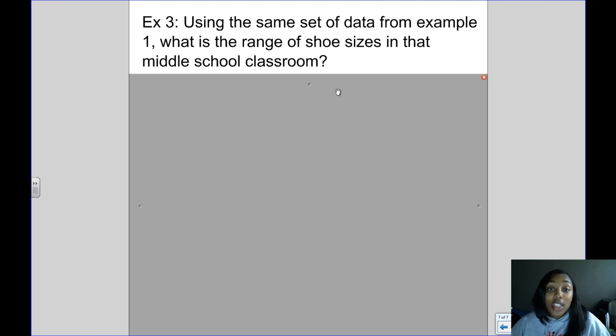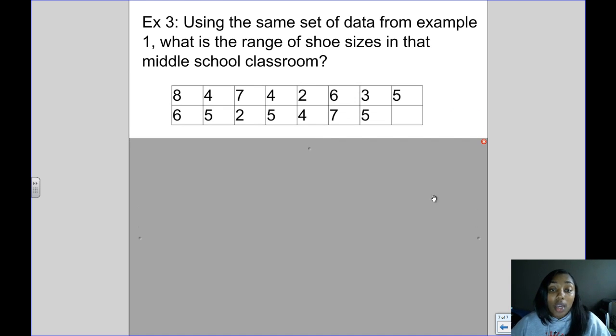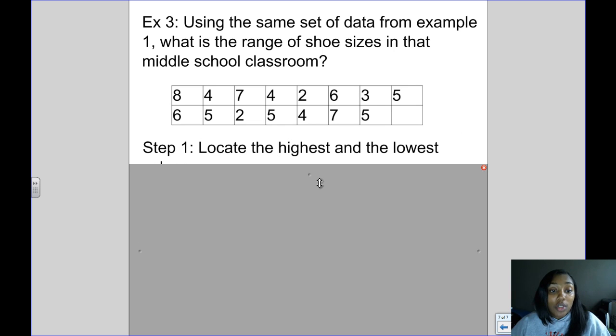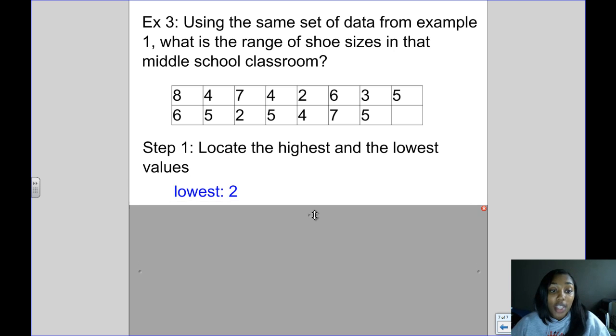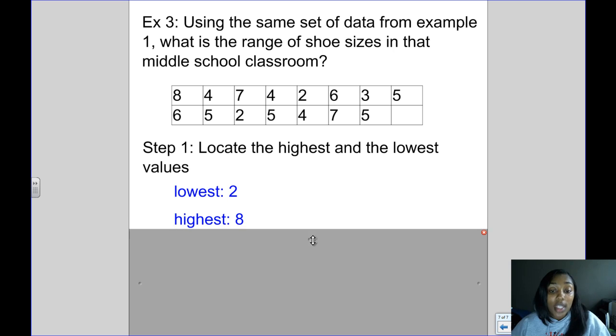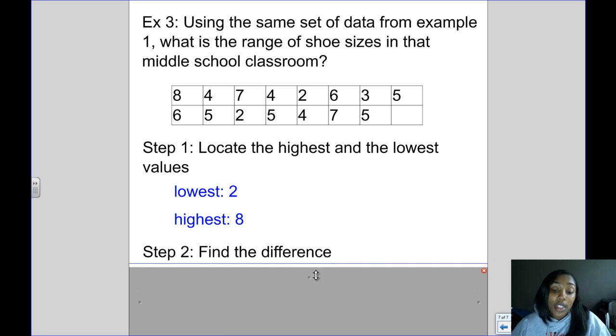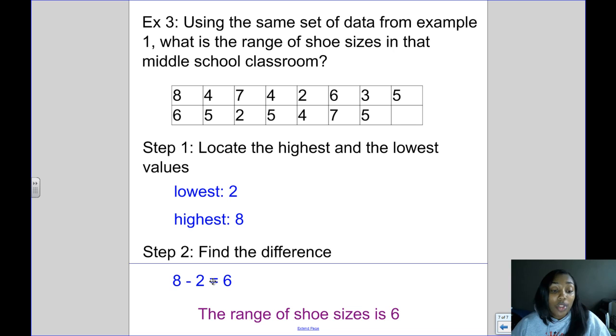So again, using the same set of data from example 1, what is the range of shoe sizes in that middle school classroom? So again, we're looking at this set of data. So step 1 is to locate the highest and the lowest values. So if we look at our table, the lowest shoe size is a 2, and the highest shoe size is an 8. Our second step is to then find the difference. So we'll subtract 8 minus 2, which gives us 6. That means the range of shoe sizes is 6. So there's a 6 size difference in this middle school classroom.